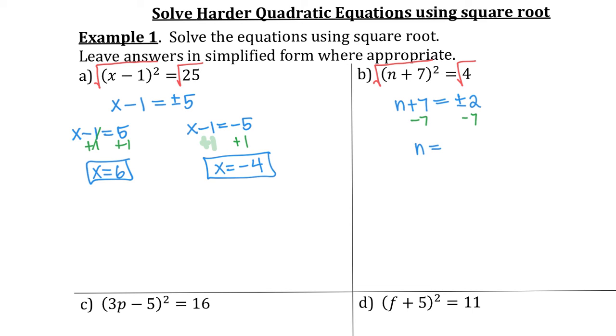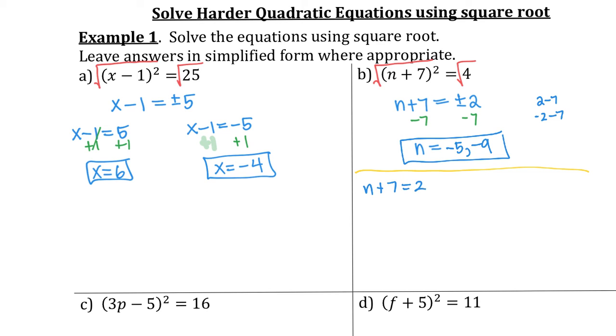Okay, now what is this saying? It's saying plus or minus 2 minus 7. So there's two situations. If I do positive 2 minus 7, I get -5 for one of my answers. If I do -2 minus 7, I get -9 for my other answer. Okay, so it still works, but in your head, you have to think about what it's going to turn out to be.